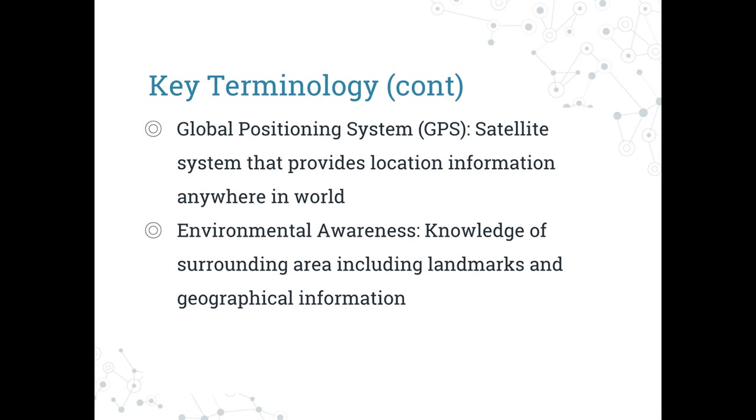Additionally, we'll be talking a lot about global positioning system, or GPS. I'll discuss more about the implications to travel, but in general, GPS is a satellite system that provides location information anywhere in the world. And then lastly, environmental awareness. This term could be used in several different ways, but for purposes of this presentation, we're discussing knowledge of the surrounding area, including landmarks and geographical information.